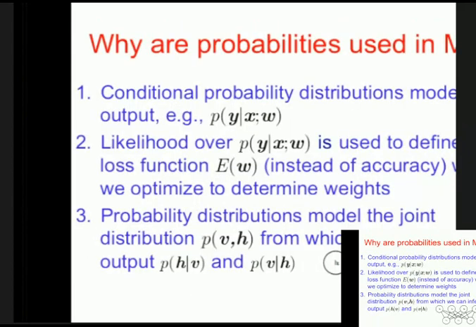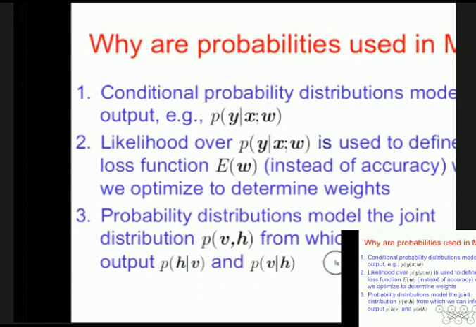So you ask, why are probabilities used in machine learning? Several things. Conditional probability distributions model the output. So we can say P of Y given X with parameters W. We saw what X, Y, and W were in the previous slide. So we can say it's giving you some probability associated with each of the values that Y can take. And so we can say it's a probabilistic output rather than a deterministic output. That's one use of it.